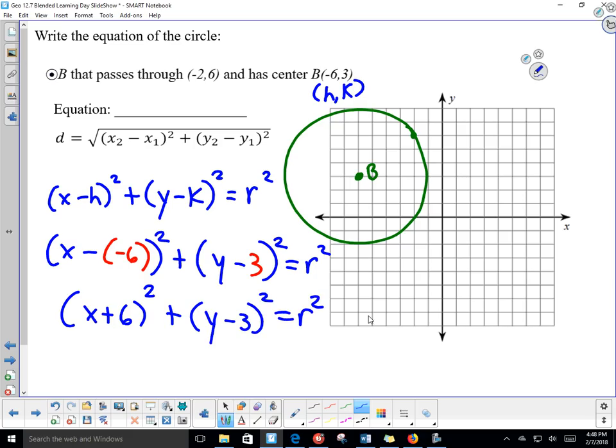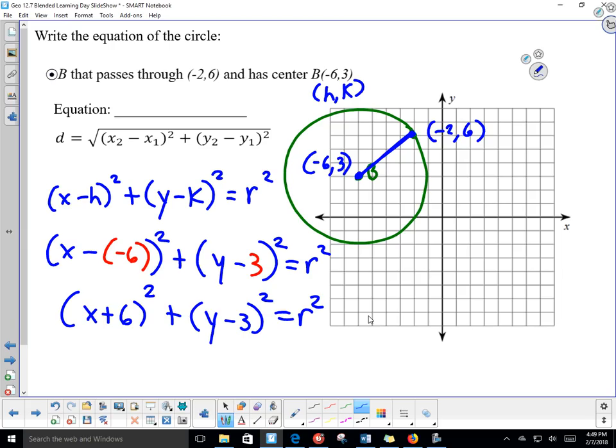So we're almost done with our equation, but we do need to find the radius of the circle. In order to find the radius, we're going to have to find the distance from that center out to this point right here. Remember, they only told us one point on the circle, and that's right here at -2, 6. So we really need the distance from the center, which is -6, 3, out to a point on the circle that's -2, 6. This kind of problem shows up on the ACT often.